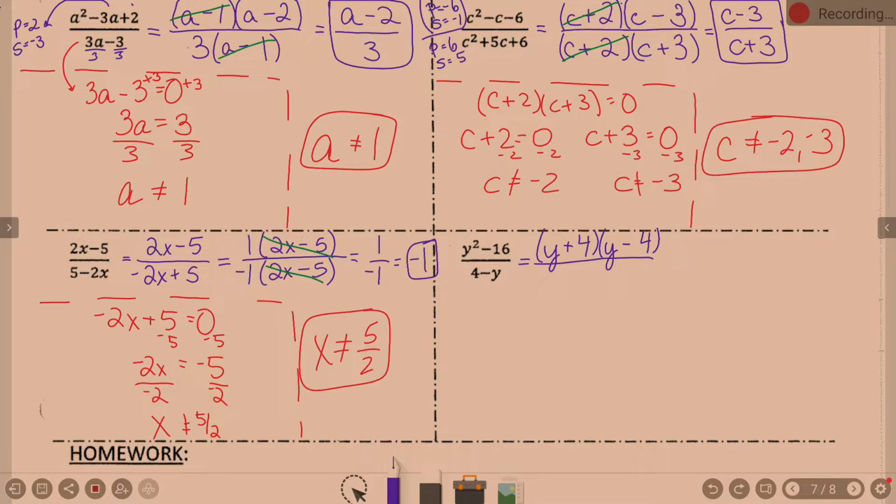Denominator. You can't really do anything.